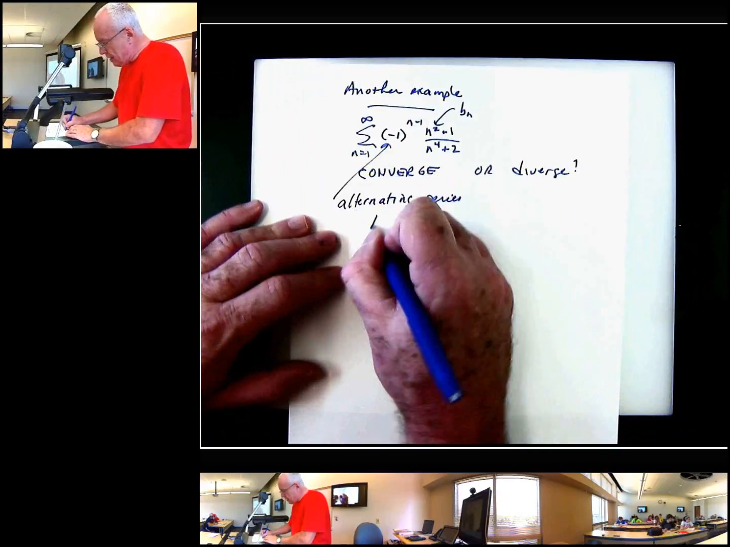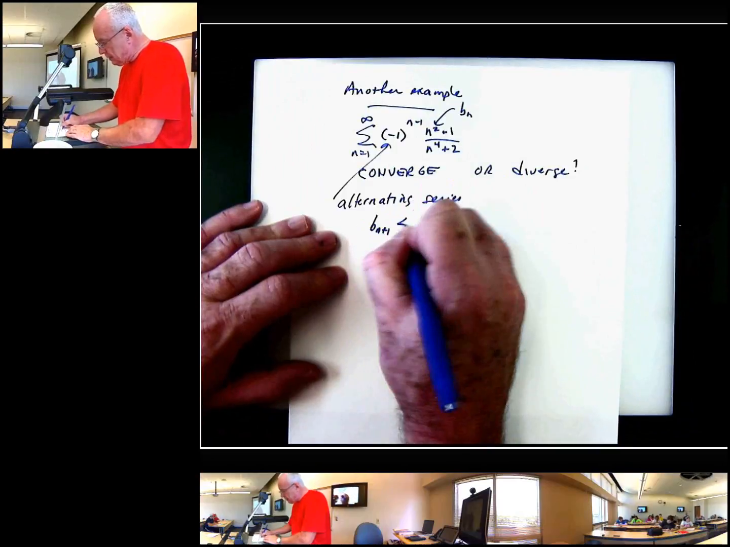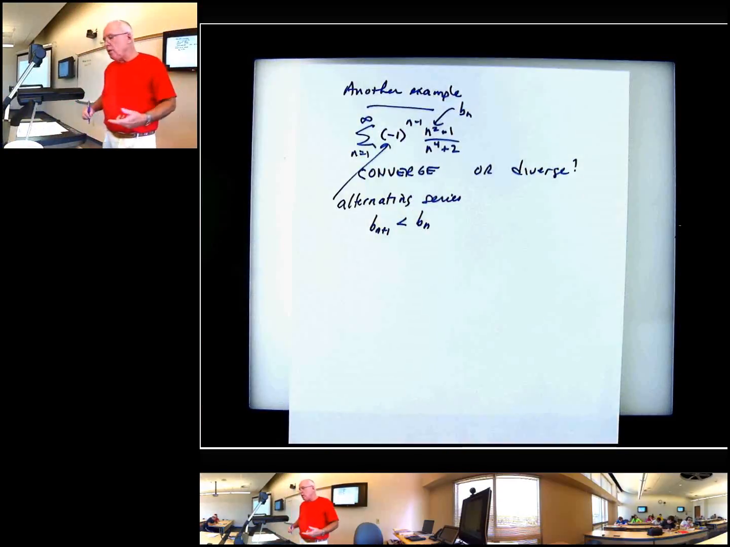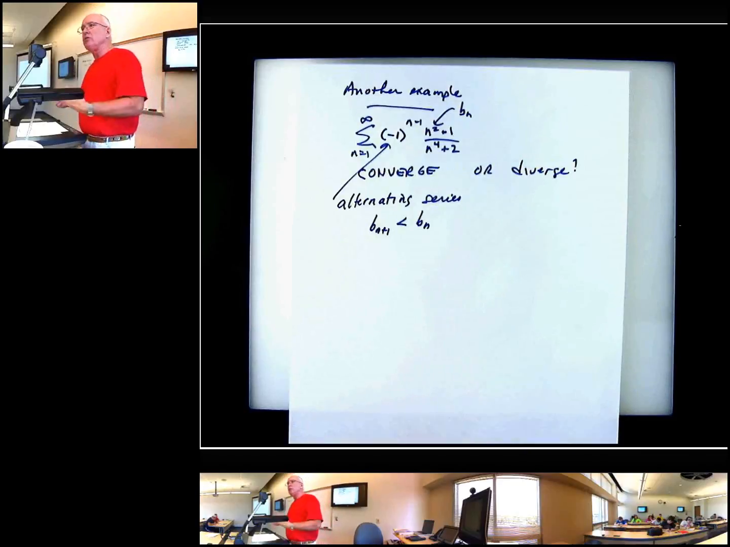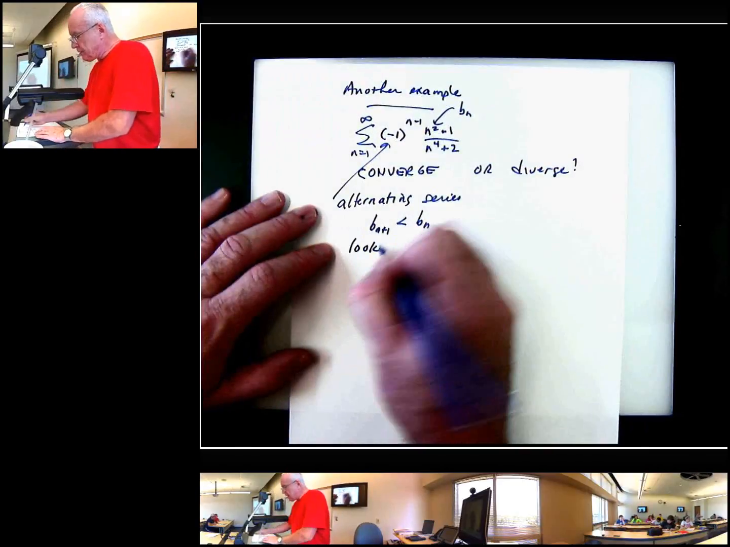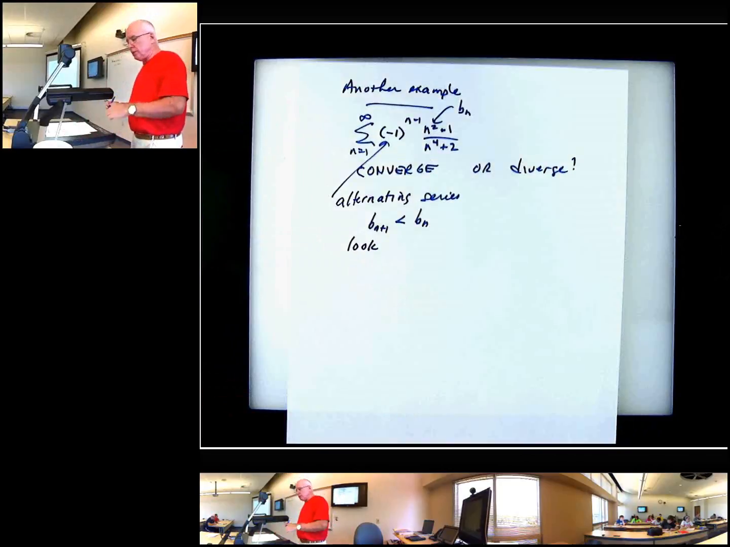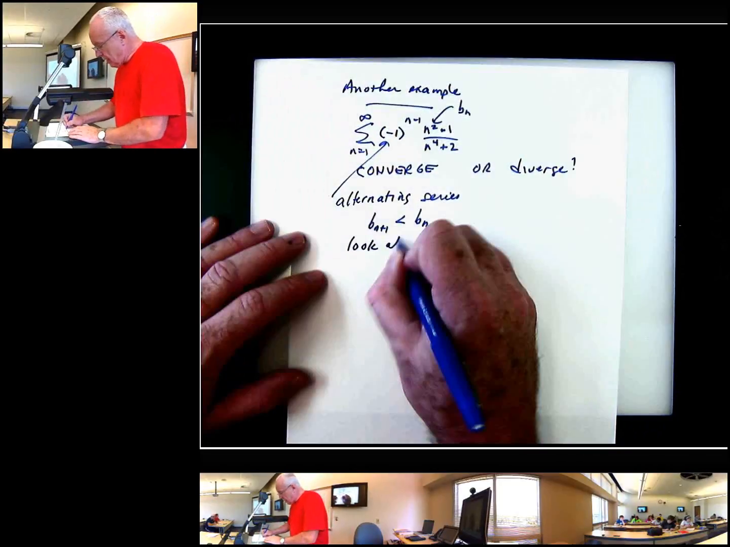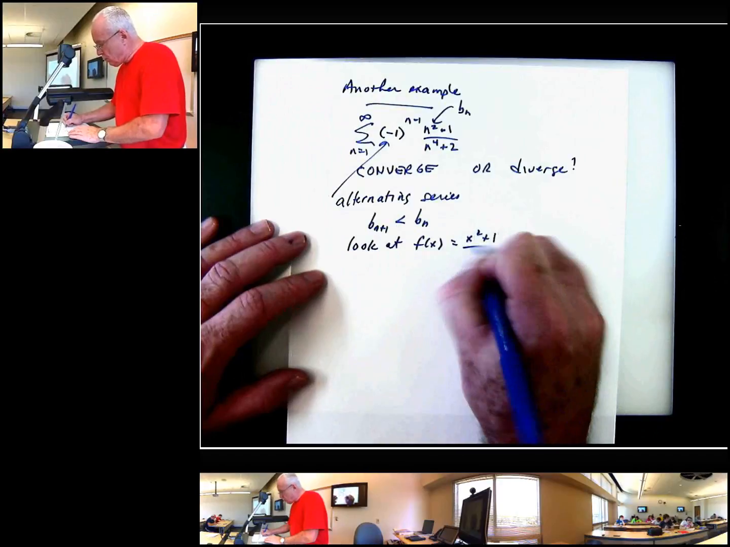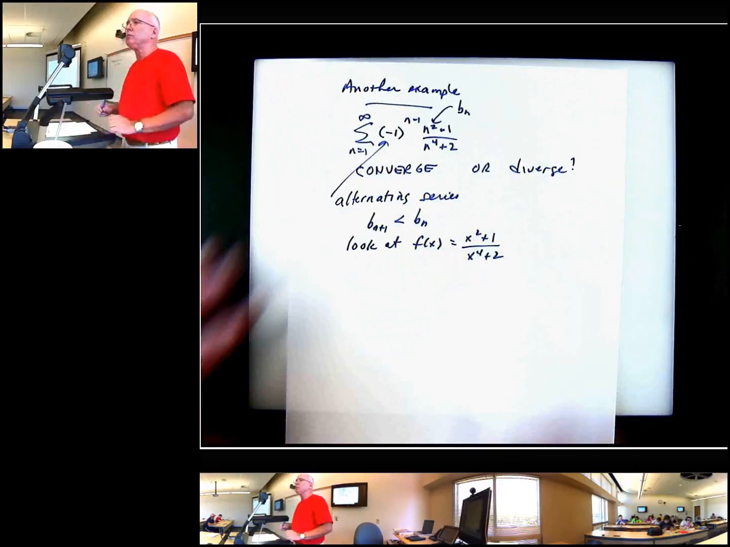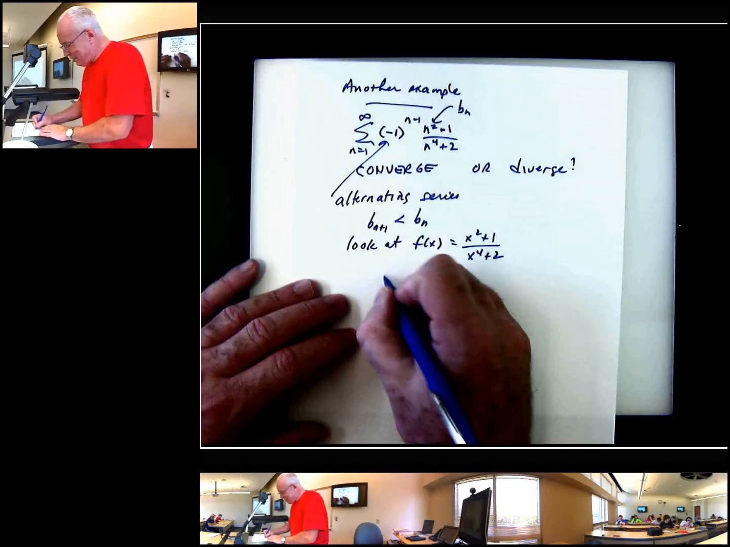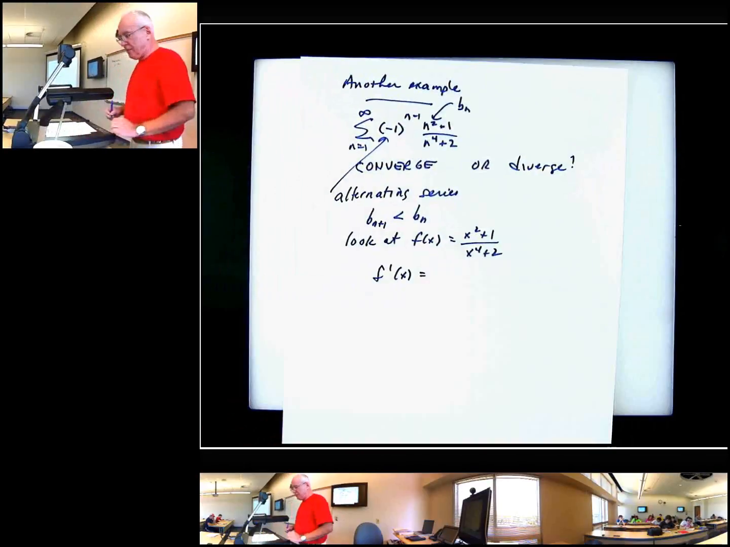And let's check now. Is b_(n+1) less than b_n? Again, this is the case where I need to look at the underlying corresponding function, because I can't tell offhand if that is true or not. So look at f(x) = (x squared plus 1) over (x to the 4th plus 2). Ooh, I hope I didn't dig a hole with too big of a power here. So let's look at the derivative of this.